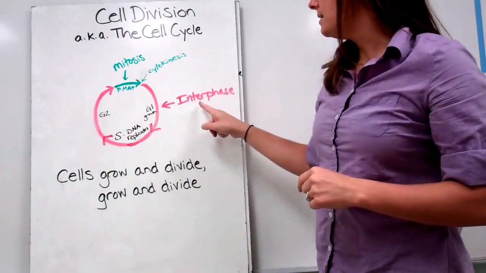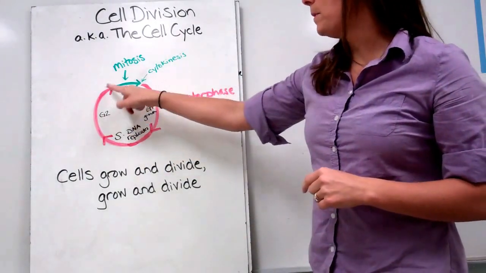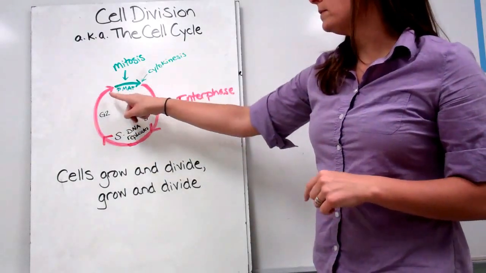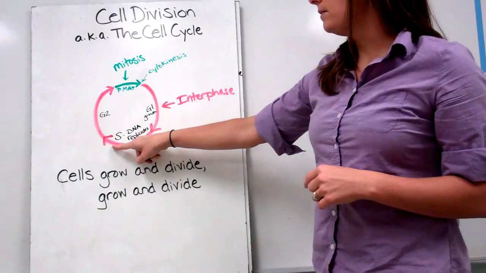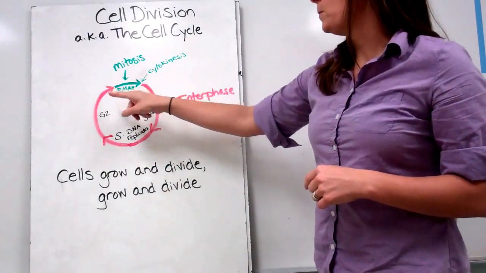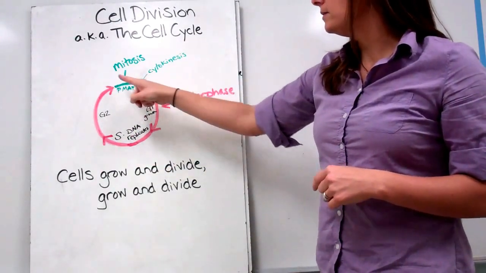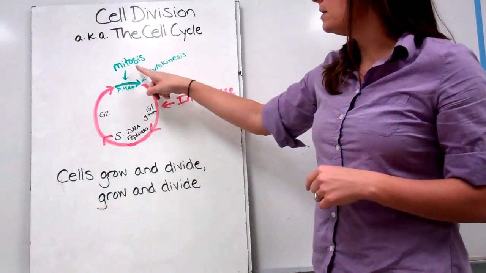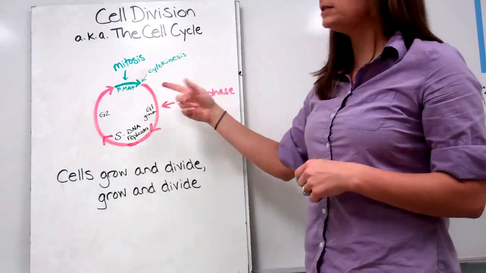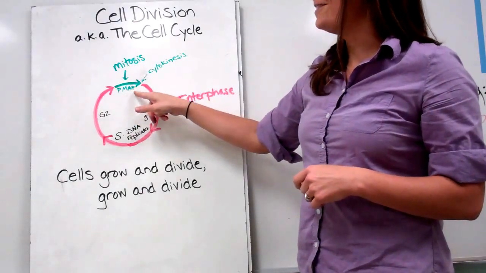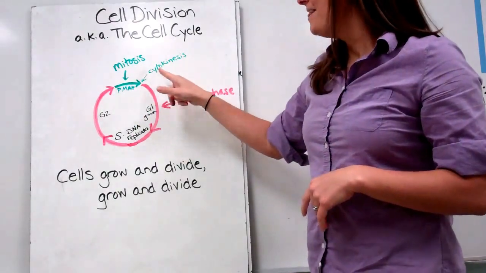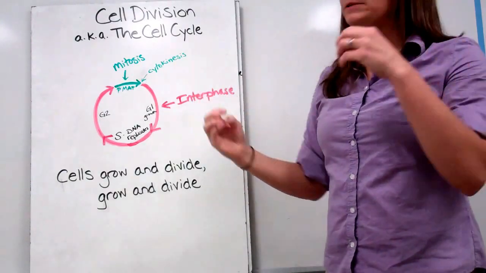One part of that is interphase. That's the red part here. Most of a cell's life is spent in interphase, where they grow, the DNA replicates, and they grow some more, and then they actually divide. The green part is the actual division part, and that's made up of mitosis, when the nucleus divides. There are different stages of mitosis: prophase, metaphase, anaphase, telophase. We'll get to all those. And then cytokinesis is when the cell actually splits in two.